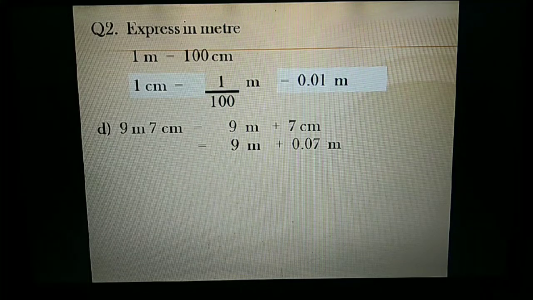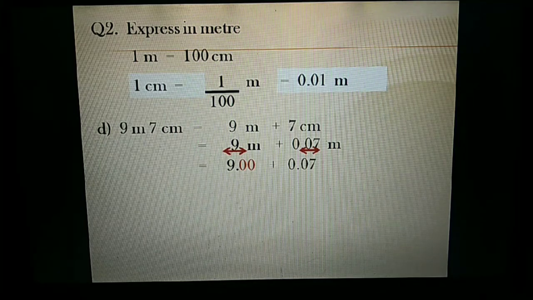0.07 meter. Again, the first number has only the whole number part, whereas the second one has a decimal part with 2 digits in it. To make them like, we will add 2 zeros in the decimal part of the first number, and the second number we will write as it is. Again, we will add whole to whole, decimal to decimal. Start from the right, add them, and you will get the answer as 9.07 meter.